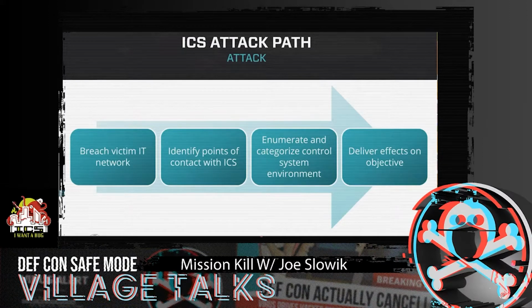But really, we're looking at a sequence of events going from typically breaching a victim's IT network, identifying points of contact with the industrial environment, enumerating and categorizing that environment in order to determine what capabilities are necessary to interact with or make some change or disruptive effect within that environment, and then finally being in a position to deliver effects on objectives. So it's a sequence of events that are interdependent, where if you fail in one, you essentially fail in all. That defines what is required in order to execute something disruptive or destructive within an industrial environment.